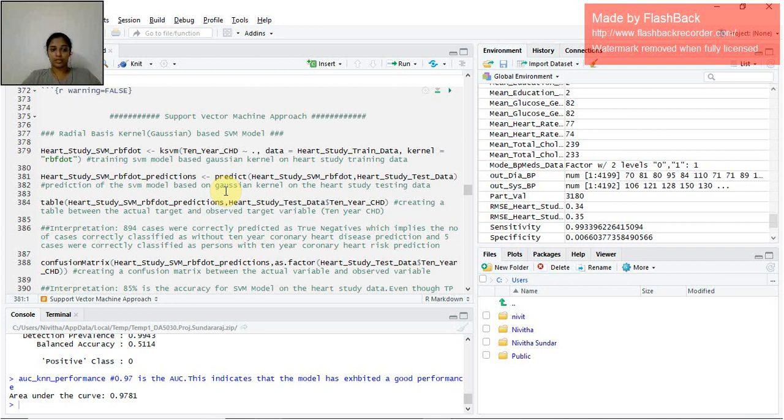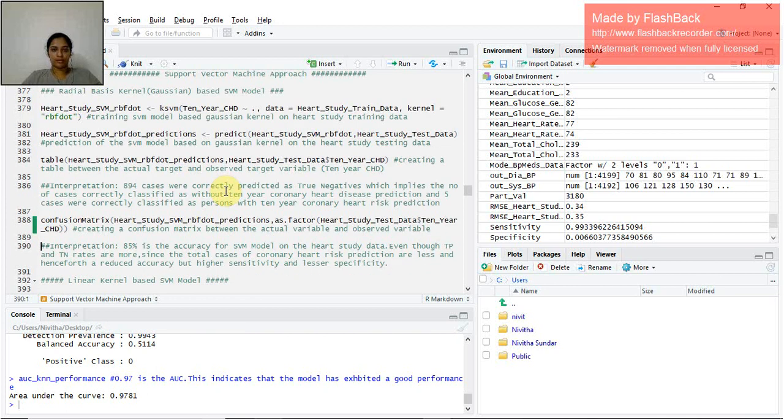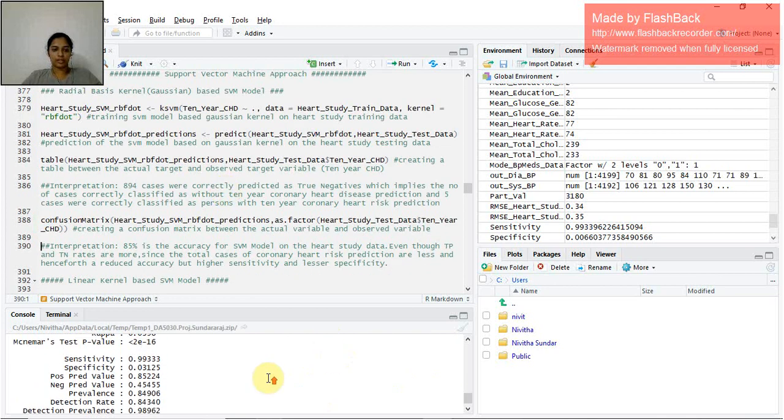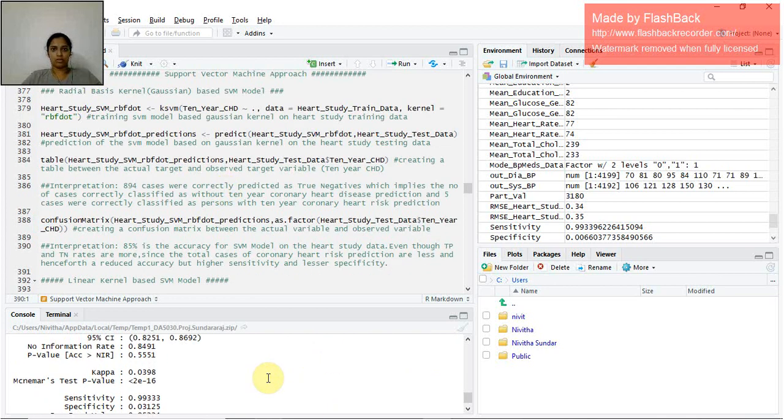Predictions were made on the testing dataset, and a confusion matrix was created to evaluate the accuracy. So the accuracy was 85%. It was almost similar to KNN. I mean, the K-fold validation accuracy, and the sensitivity was also really high.